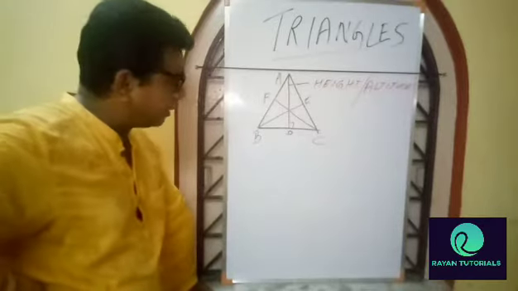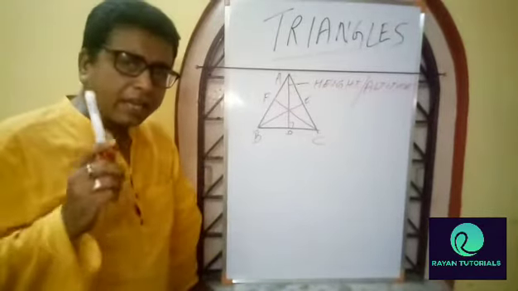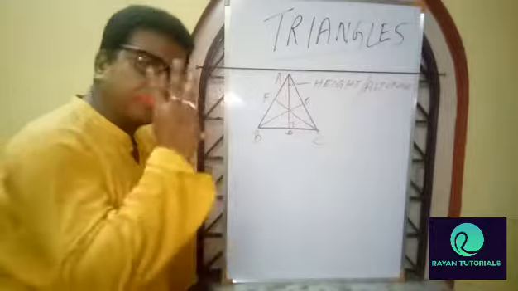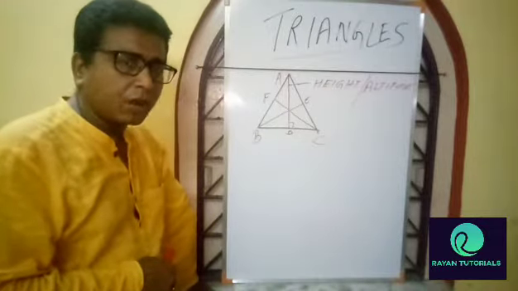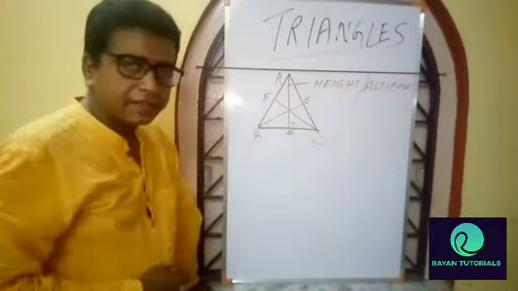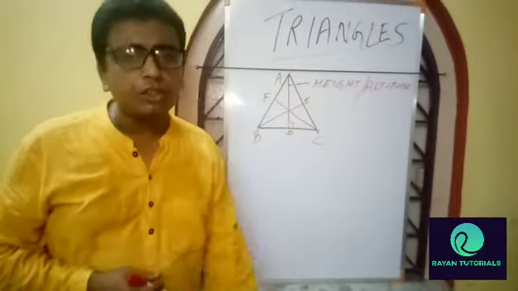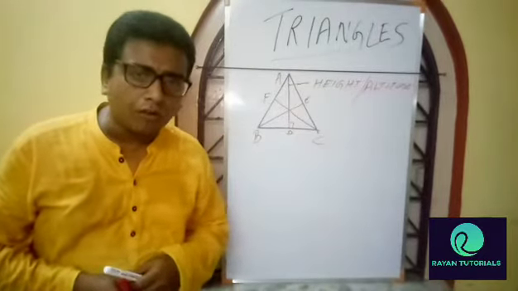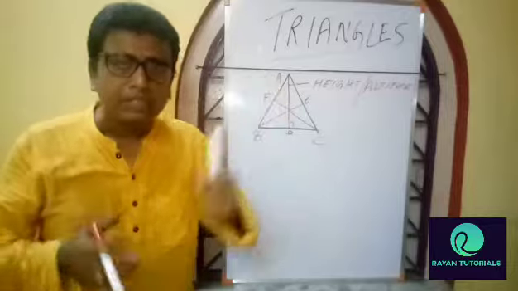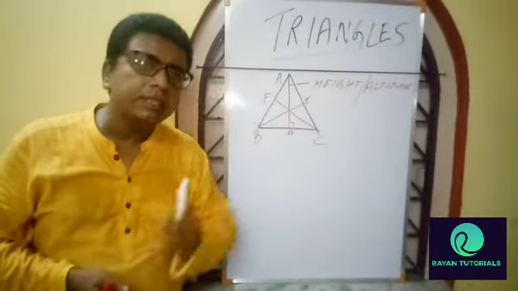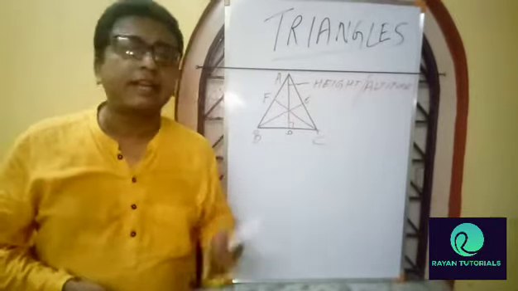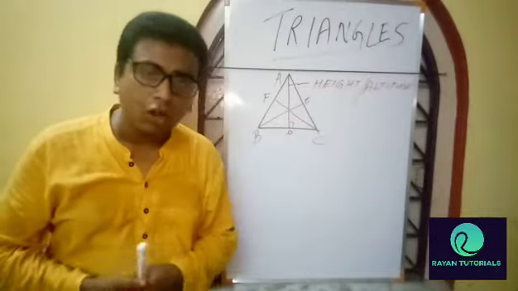Now can you see one thing? In a triangle, how many heights can you get? 3 heights. Why? Because there are 3 sides. And what is the height or altitude? A perpendicular drawn from a vertex to the opposite side. So how many vertices are there? 3. So you will be getting 3 heights or 3 altitudes.